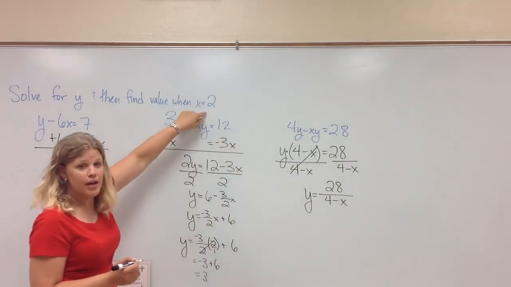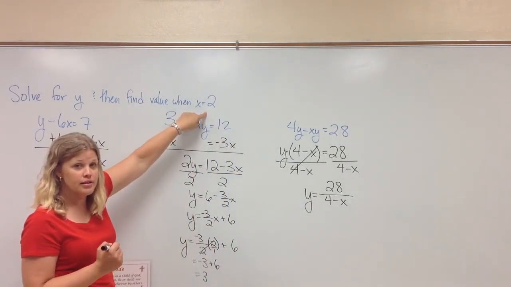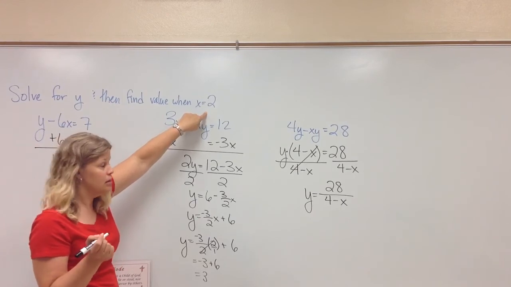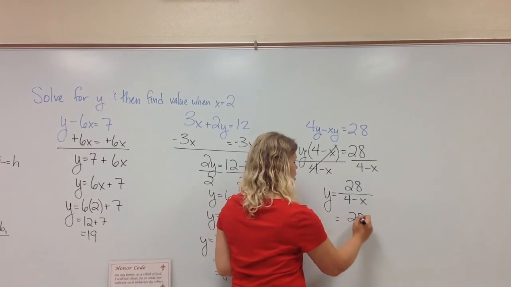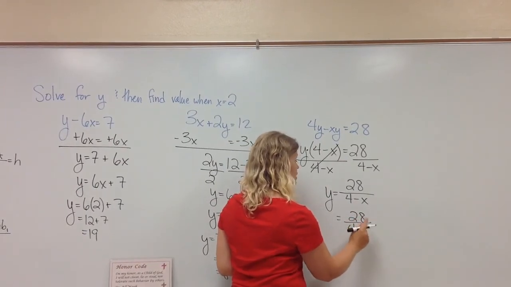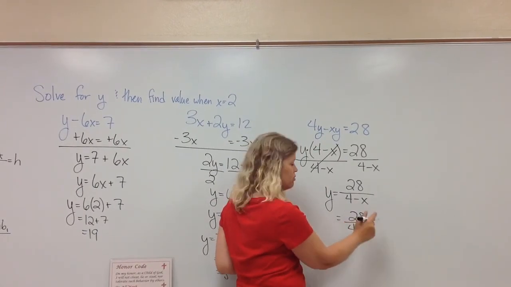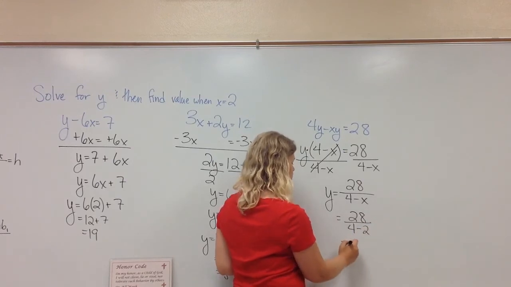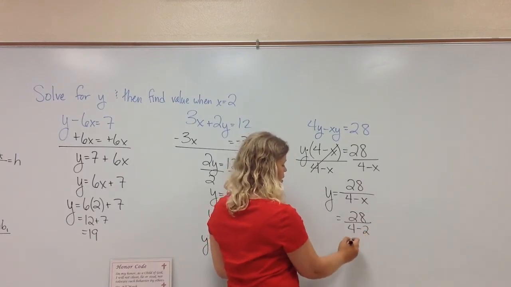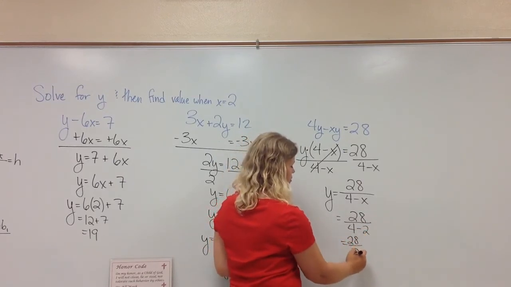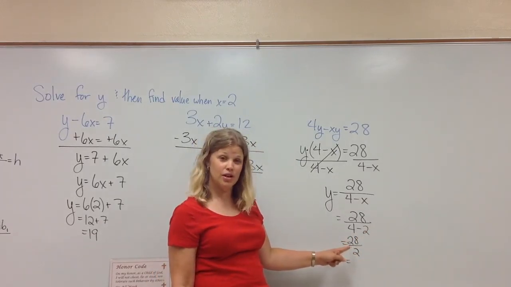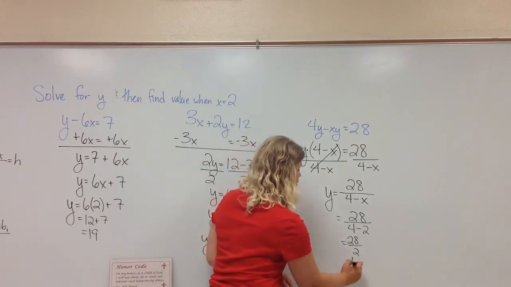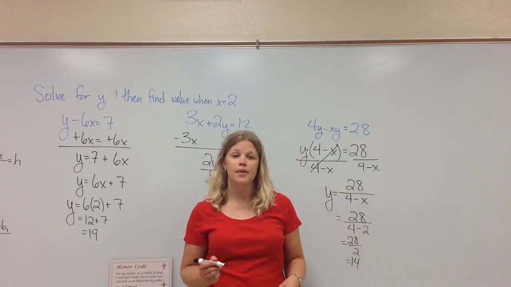Don't forget, we have to evaluate, or I say evaluate, you think plug in. So we're going to plug that 2 in, and that gives us 28 over 4 minus, not x, no, you're going to write a 2. And let's see, what is 4 minus 2? Oh, I bet you could do that even without your calculator. And maybe you can even do this without your calculator. 28 divided by 2 is 14, and you are done.